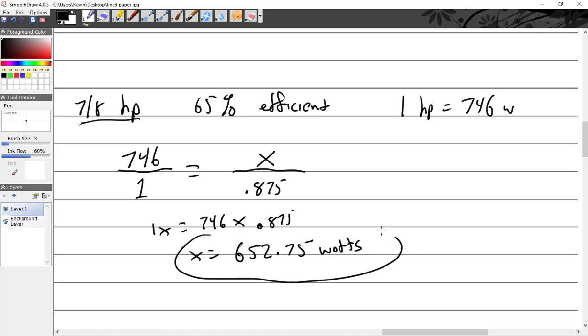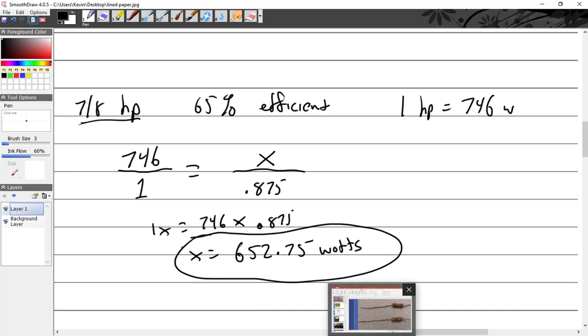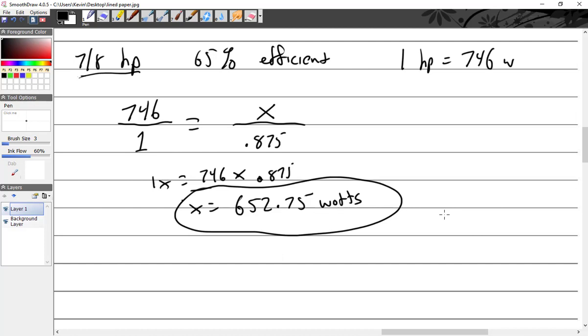I've decided that this motor that was built is 652 watts. Now think it through. If I said I have a 1 horsepower motor, then it's 746, but it's not. It's 7/8, it's a little less. So it's about 652 watts. So it's not quite a full horsepower. So now I convert it into watts, something that's in electricity, something I can use.